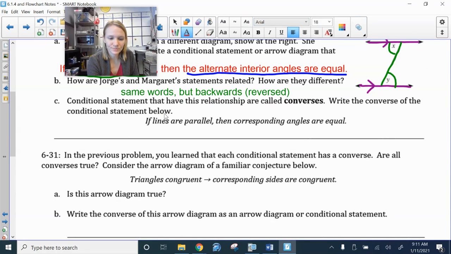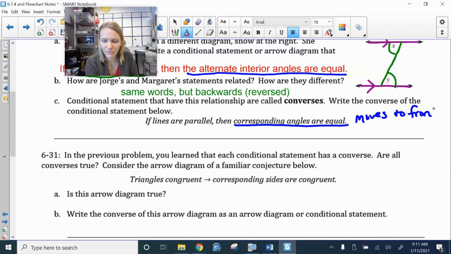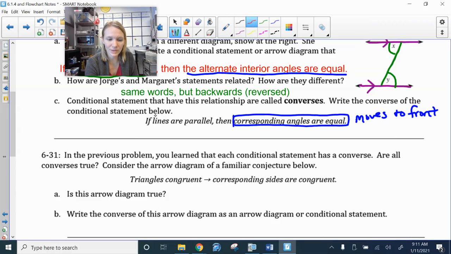So what I'm going to do is take the part at the end, and this one moves to the front. I don't take the then, I just take the part after the word then. So that's going to move to the front, and then the lines are parallel moves to the end. So I literally am just flip-flopping the statement. That's all there is to it.